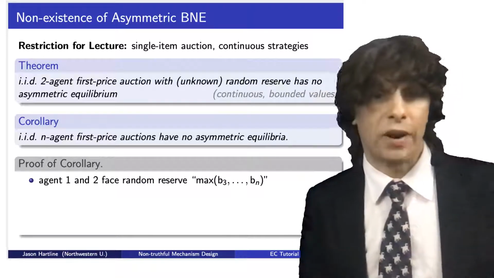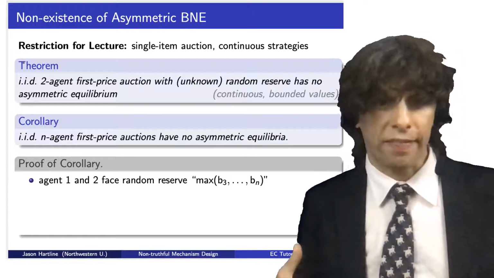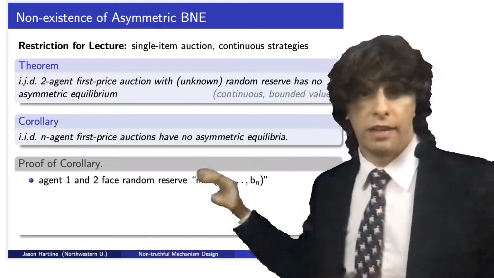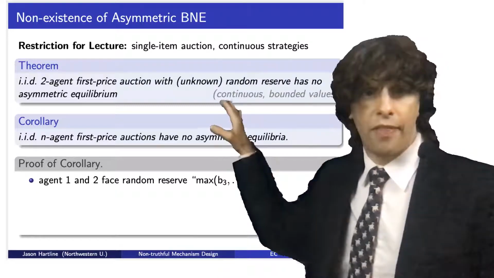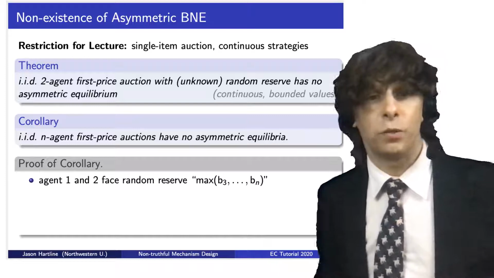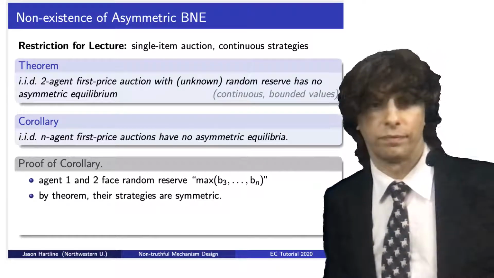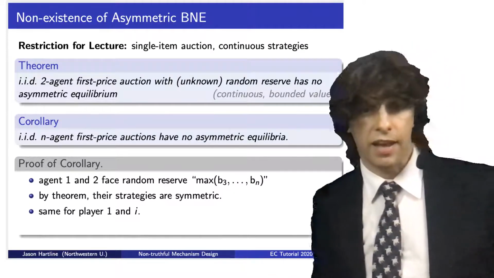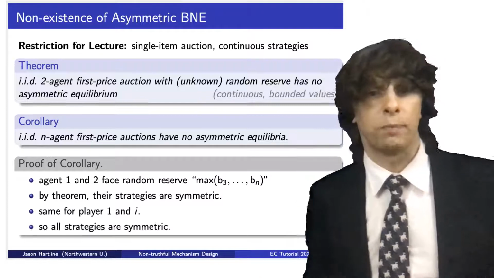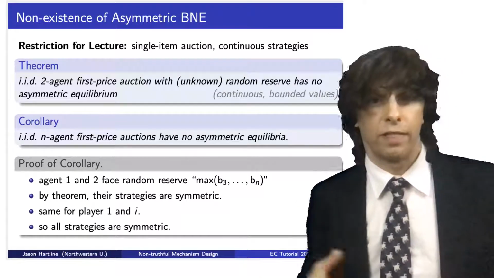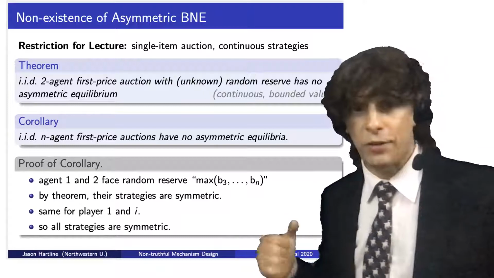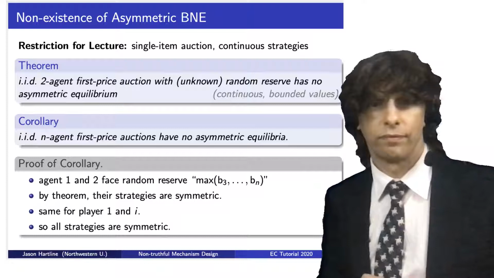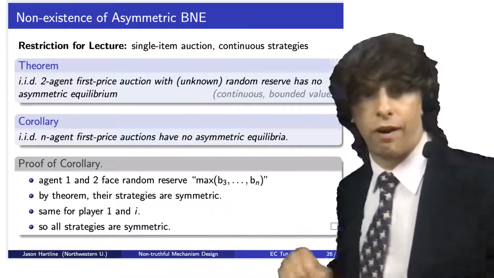Well, let's consider agent 1 and agent 2. Looking at their equilibrium, we can view the bids of the other agents as an unknown random reserve. And then our theorem says that agent 1 and agent 2 must be bidding symmetrically. Great. Well, the same argument can be applied to agent 1 and agent i for any agent i. Thus, all agents must be bidding symmetrically. Thus, we see there are no asymmetric equilibria in the IID n-agent first price auction. All right, now we're going to prove our theorem.